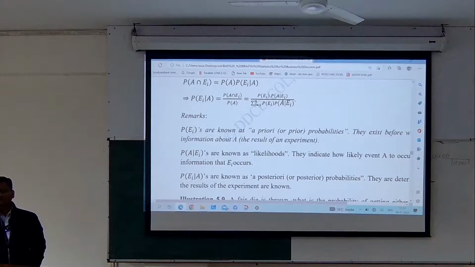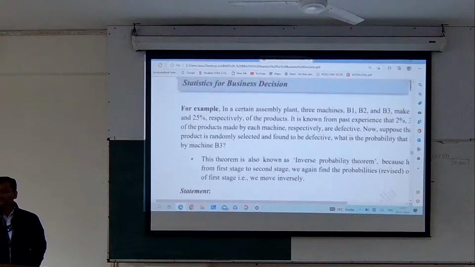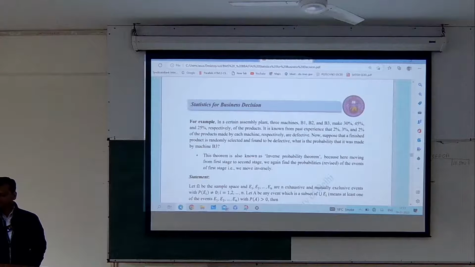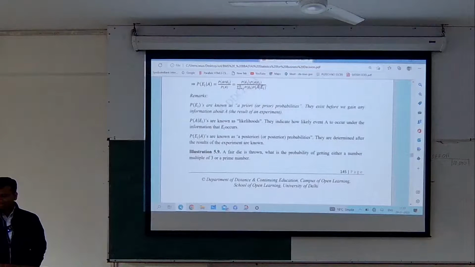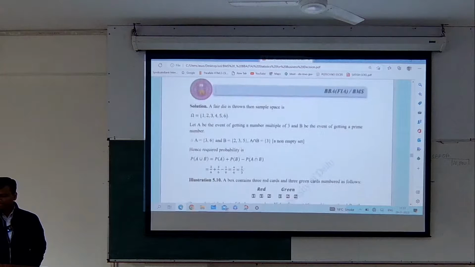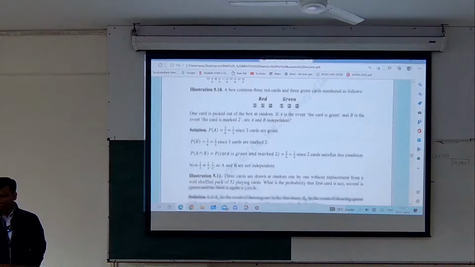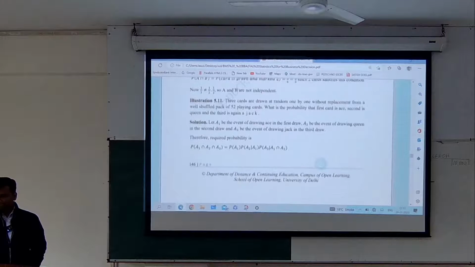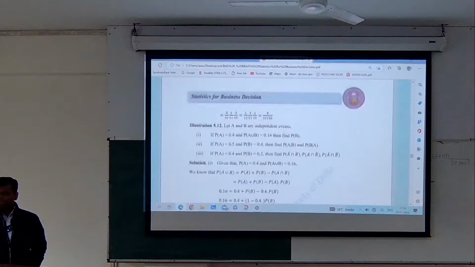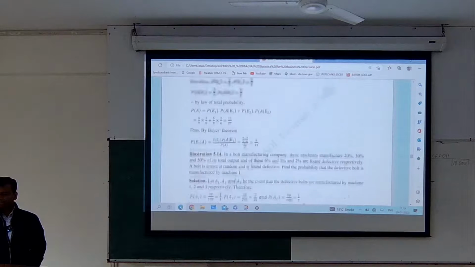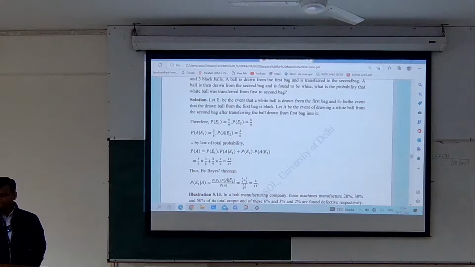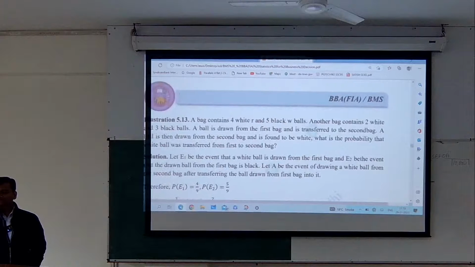We have to find the posterior probability. Okay, you already have some information, the prior probability, and you have to find the posterior probability with the help of Bayes theorem. So this is basically Bayes theorem. If you see one example, yes, this example you can see. This is for the Bayes theorem.